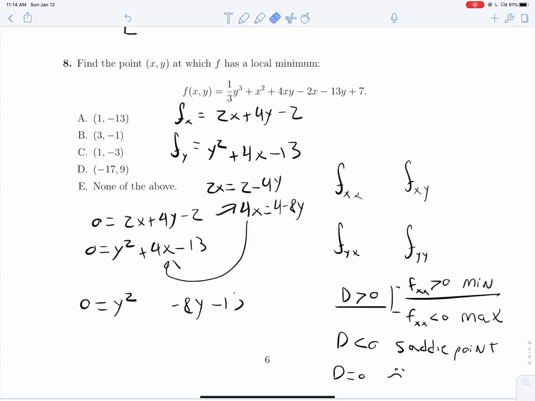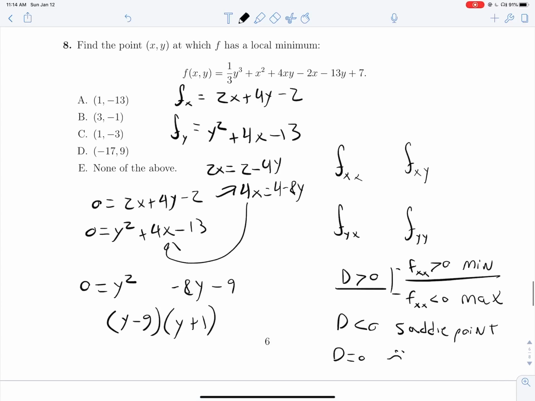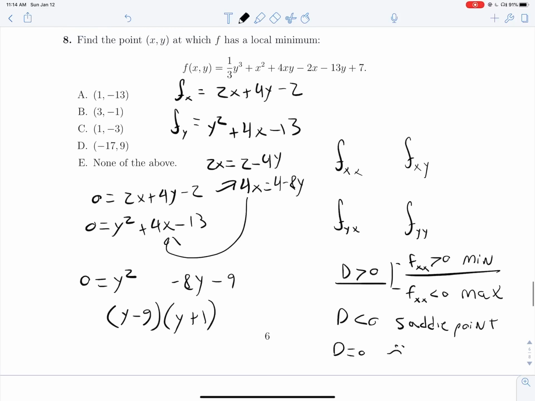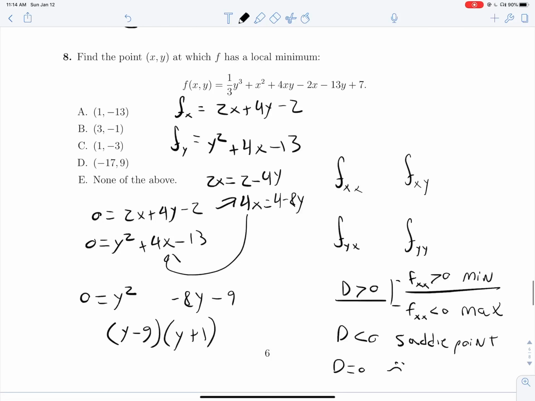This will simplify to y squared minus 8y minus 9, and we can factor this into (y minus 9)(y plus 1). Okay, so we see that our potential y values for a local minimum are y equals 9 and y equals -1.